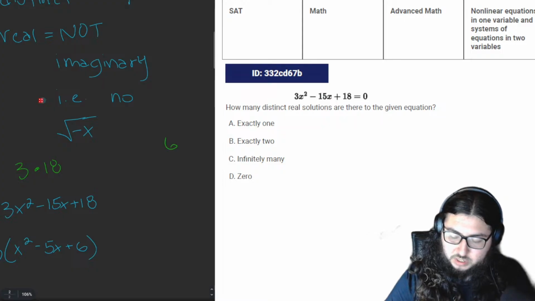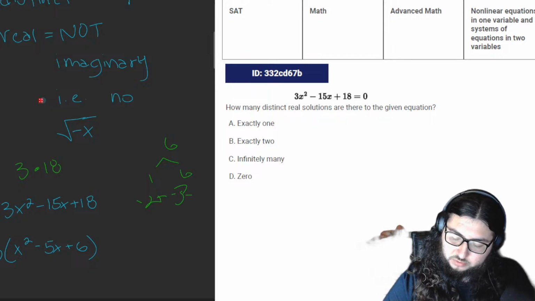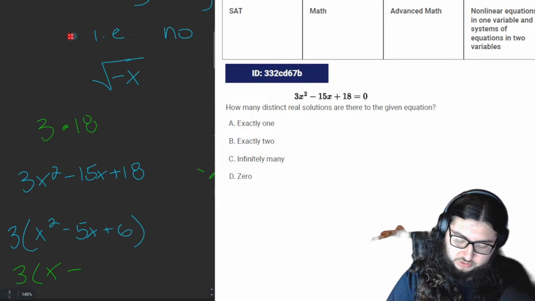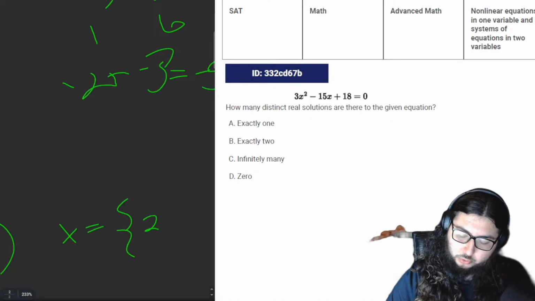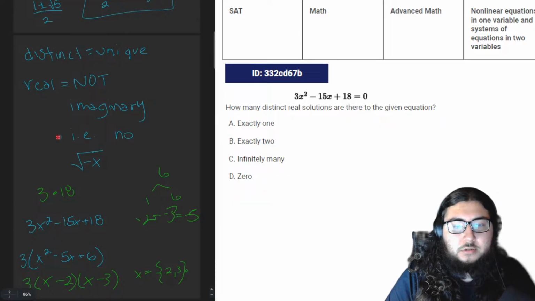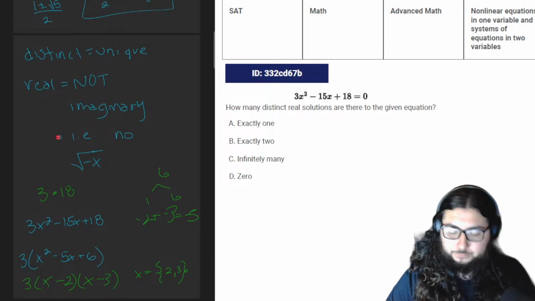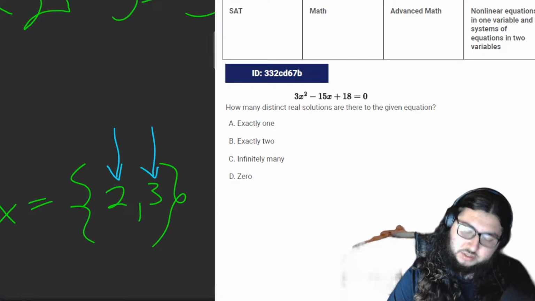So factors of 6 that add up to negative 5, well that's just 1 and 6, or 2 and 3. So negative 2 plus negative 3 equals negative 5. So we have 3 times x minus 2 times x minus 3. So our solutions are just 2 and 3. So how many solutions do we have? How many distinct real solutions do we have? Exactly 2. Just exactly 2. Because we have x equals 2 and x equals 3.